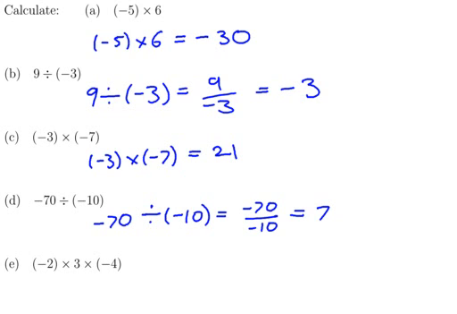In the fifth example, we have the calculation minus 2 times 3 times minus 4. Looking at the signs first, we have minus times a positive, which will give a negative number, and then we have that negative number times another negative number, which will give a positive number. So the overall result is going to be positive. And the number is 2 times 3, which is 6, multiplied by 4, which is 24.